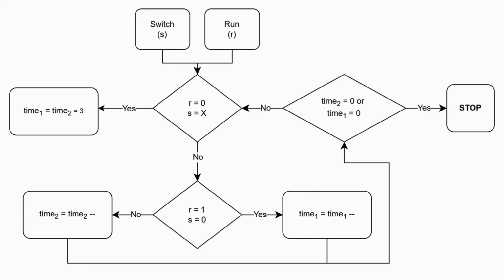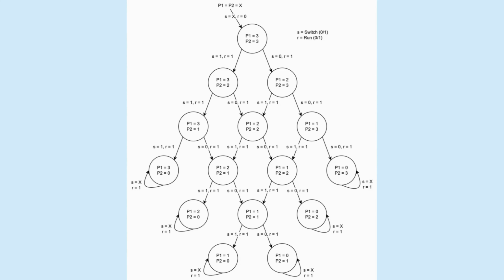About the state diagram, this is the state diagram of the chess clock, which has 15 states. As you can see at the top of the figure, regardless of S, when R equals 0, the state remains the same. Otherwise, when R equals 1, different values of S will lead to a decrease in time for different players. Additionally, the state also remains unchanged when either player's timer reaches 0.